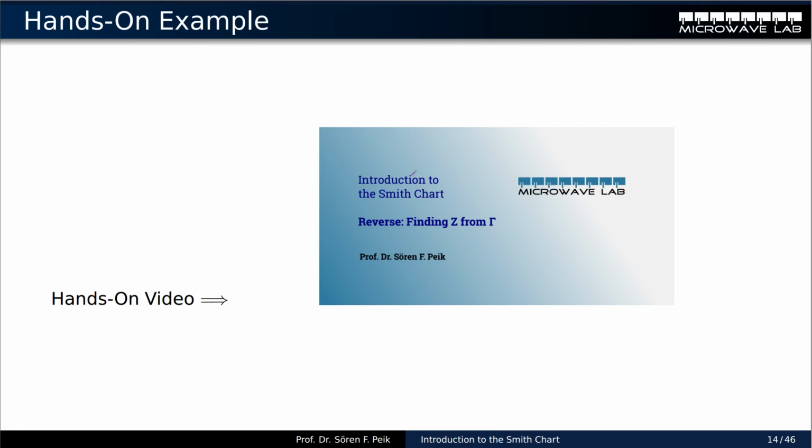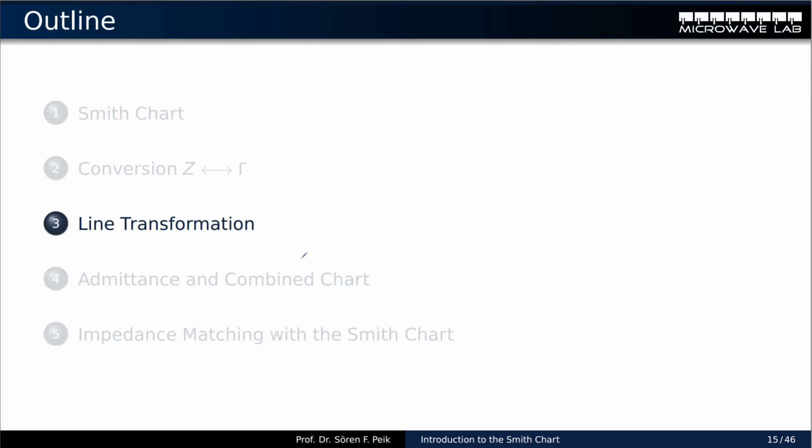More examples and how to go backward and how to use the real Smith chart I show in a separate video, which is a hands-on video called Finding Z from Gamma in the Smith chart. So if you want to stop now and take a look at these examples, or if you want to continue and look at the examples later on, because we have more things to introduce.